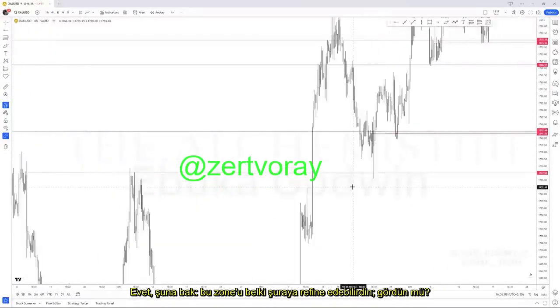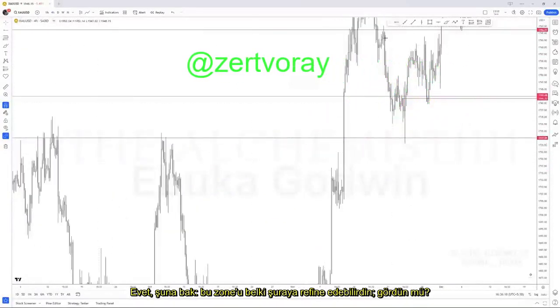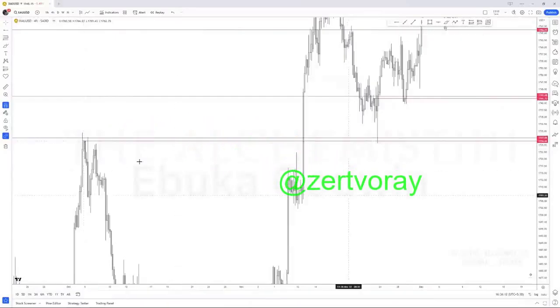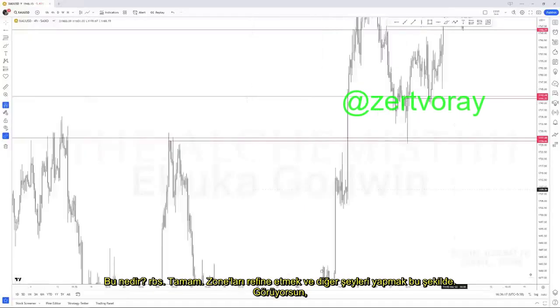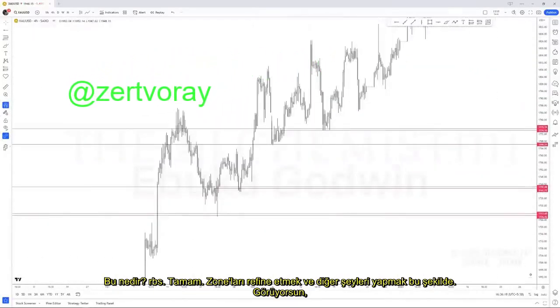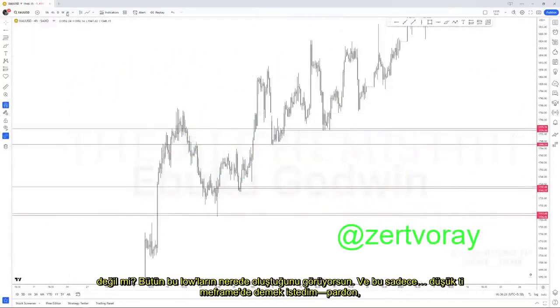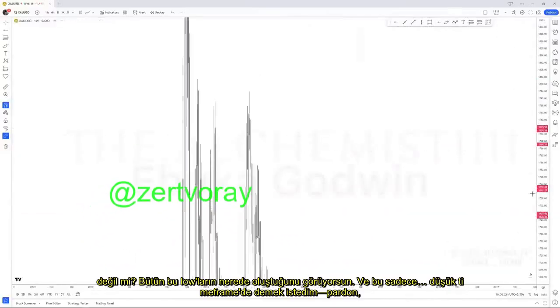Okay. So yeah, look at this one. This zone you could have refined into maybe here. See, what is that? RBS. Okay, so this is how you could refine zones and do all that stuff. So you see this, right? You see where all these lows are made, and this is just on the lower time frame.